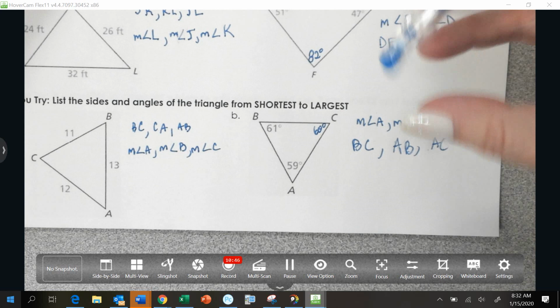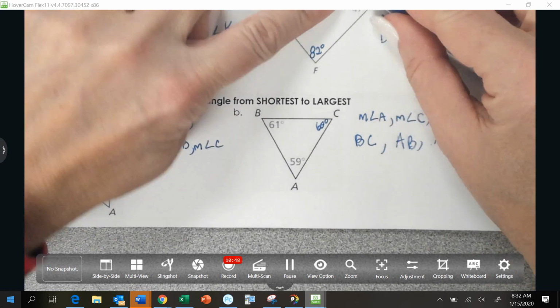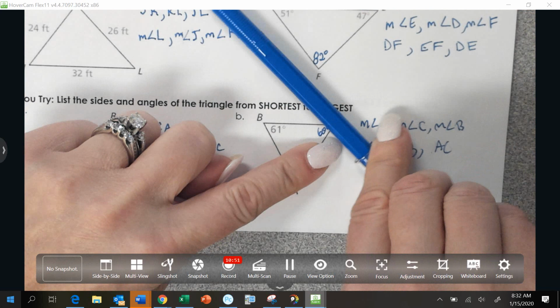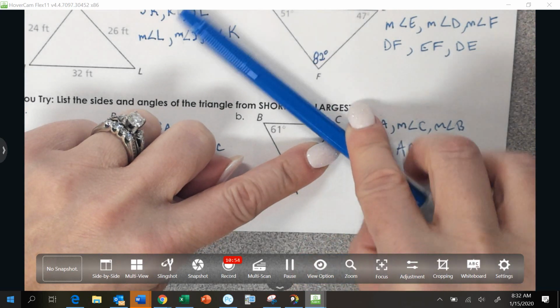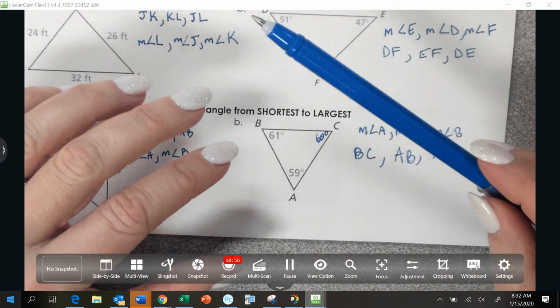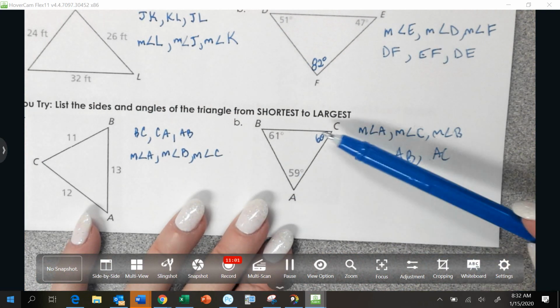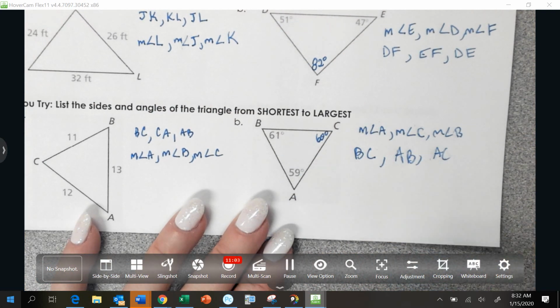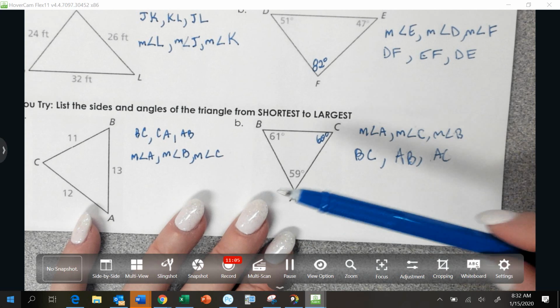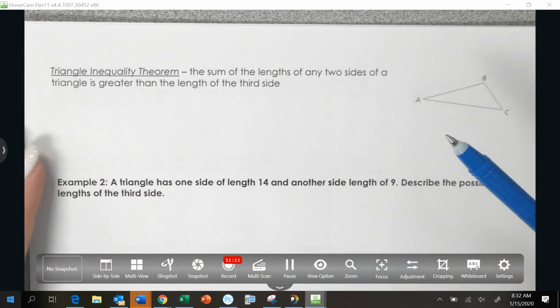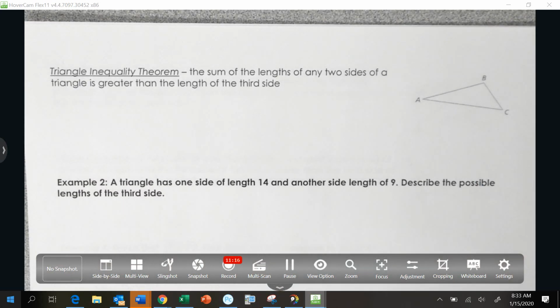Because I showed you when we have an angle, these two side lengths aren't moving, but this will determine how big the other side is. So because of that, we're able to have this theorem that allows us to put the sides in order, even if we don't know the side measurements themselves, if we know the angles. All right. The triangle inequality theorem.